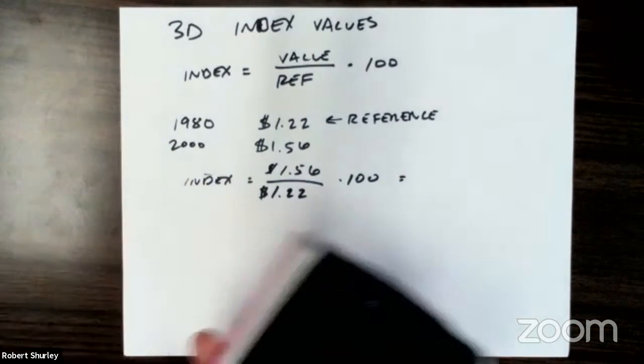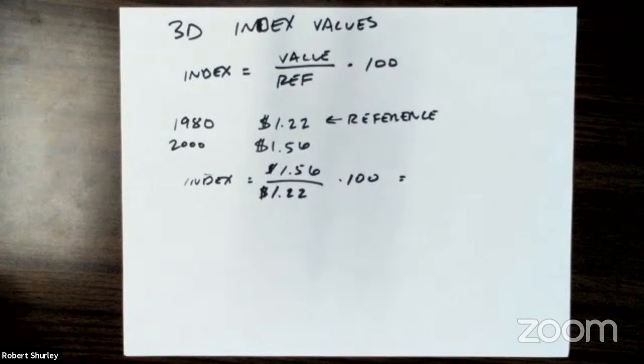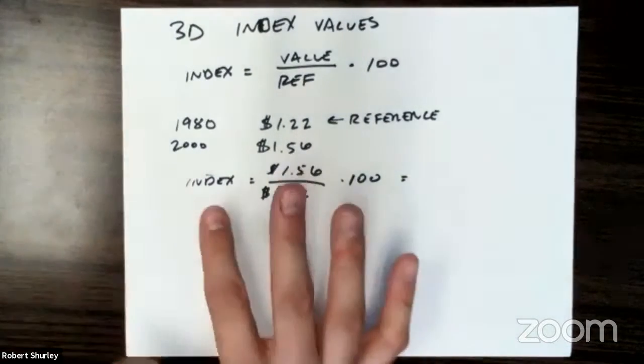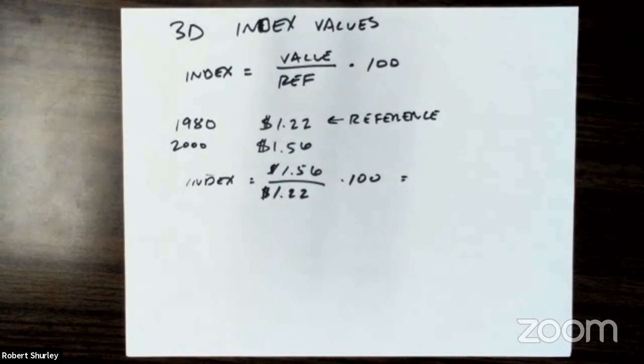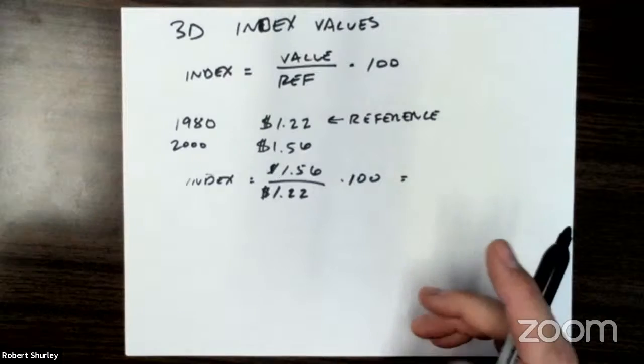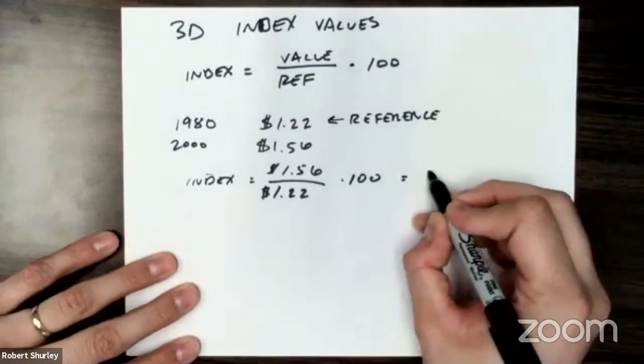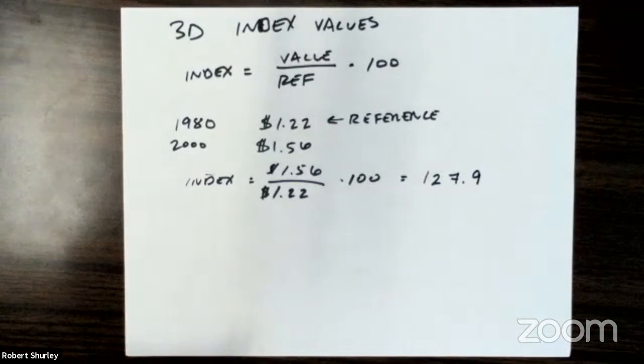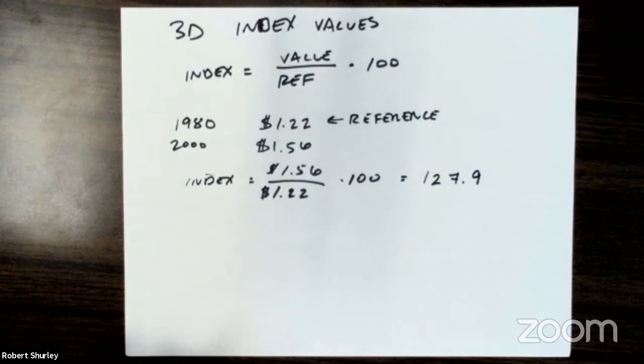Now I'm going to take my calculator out and do this. And they said to round to the 10th place, right? So $1.56. Now we don't have to worry about units here because the dollars cancel. An index value does not have a unit, okay? It's a reference number. So 156 divided by 122 times 100 is 127.9 if they're rounding it to the decimal place.